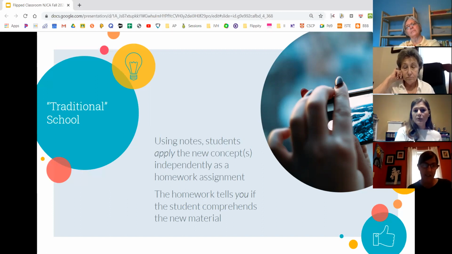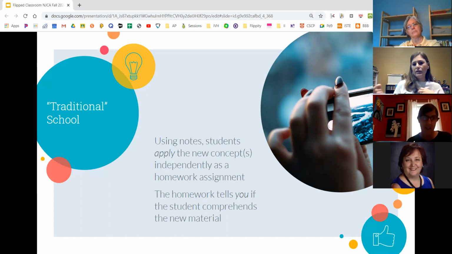Sometimes they work with other people. Sometimes they crib their homework completely. Sometimes they forget to do it. Or sometimes the kids just say, I didn't understand it, and so I didn't know what to do with the homework. So now my ability to understand whether they have grasped the concept is really stunted and limited by whether they did the homework and what they got correct or what they didn't get correct.